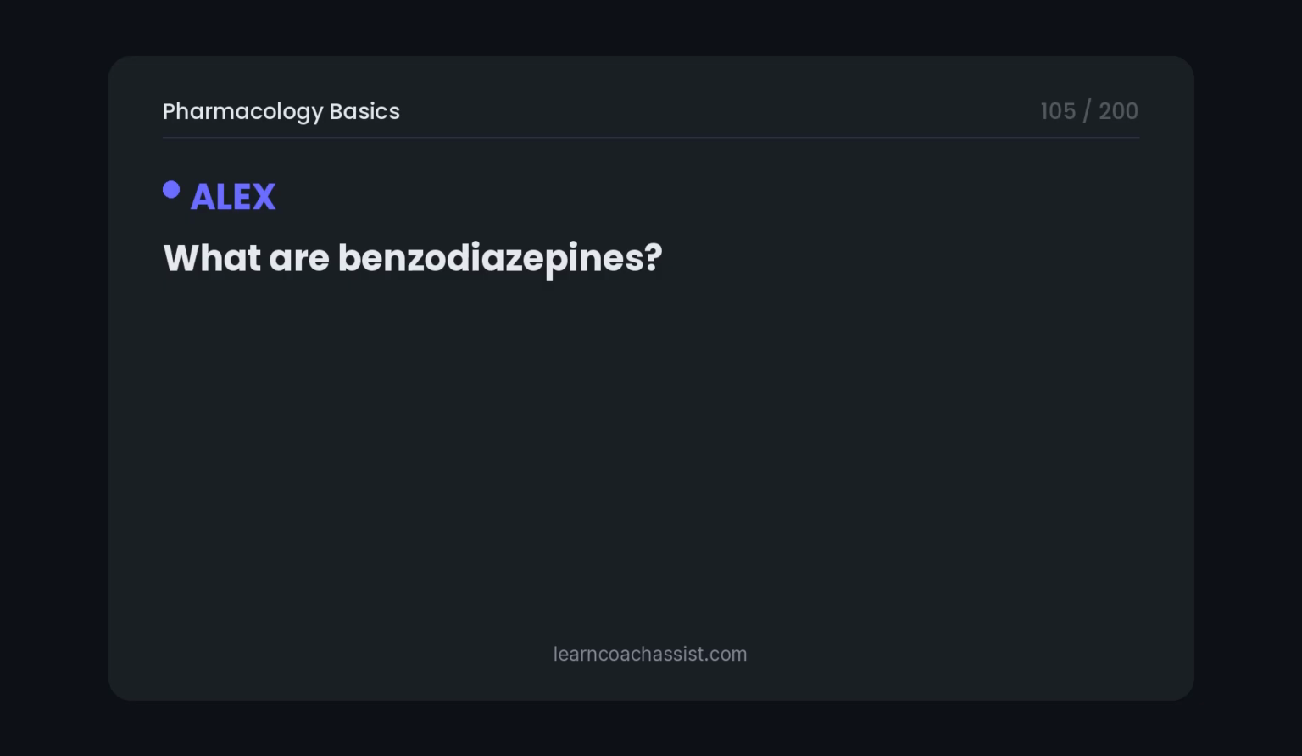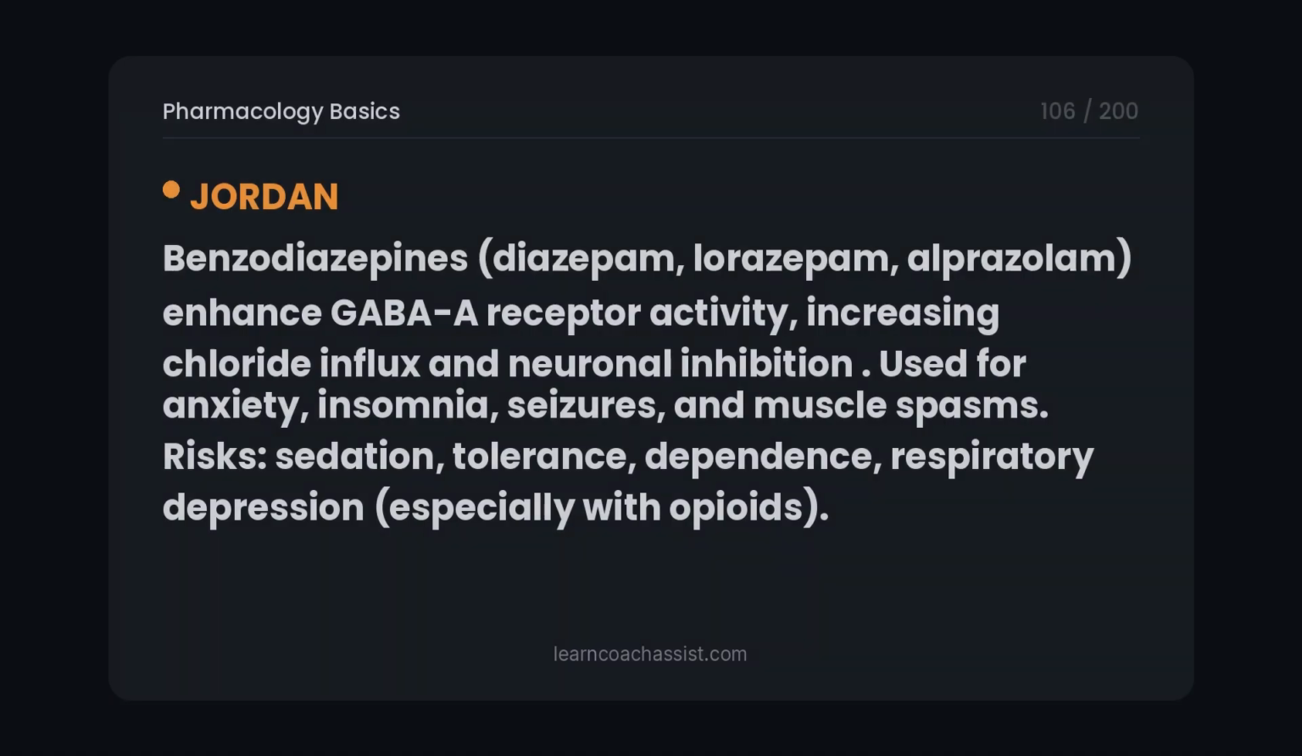What are benzodiazepines? Benzodiazepines, diazepam, lorazepam, alprazolam, enhance GABA receptor activity, increasing chloride influx and neuronal inhibition. Used for anxiety, insomnia, seizures, and muscle spasms. Risks: sedation, tolerance, dependence, respiratory depression, especially with opioids.